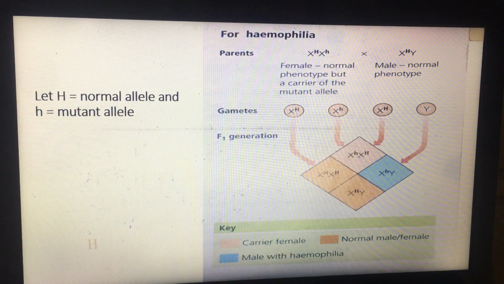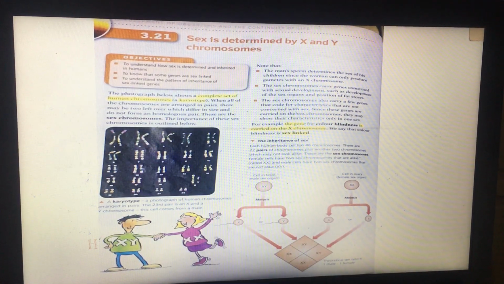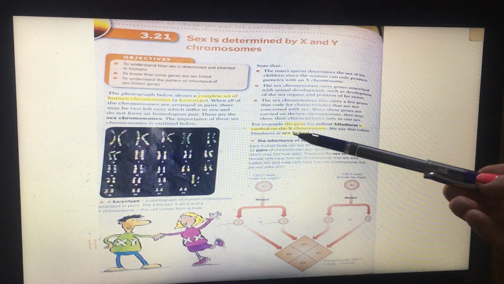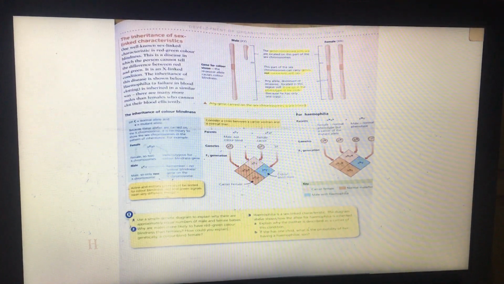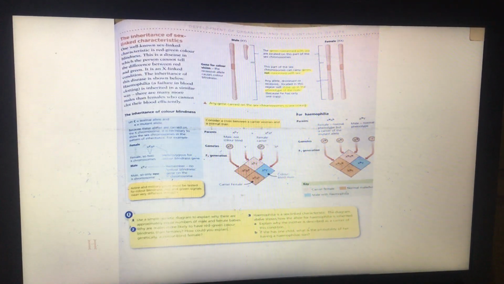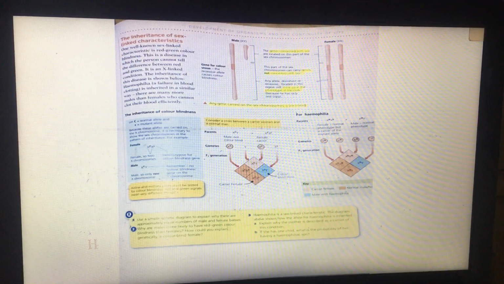So those are the 2 examples of genes that code for characteristics that are not concerned with sex, color blindness and hemophilia. Okay, now in your book, if you want to highlight the things that we defined, the first one is karyotype. We said also we have sex linkage, and here they also defined sex linkage. Okay, so after studying this lesson, please answer the questions on page 207. Good luck.